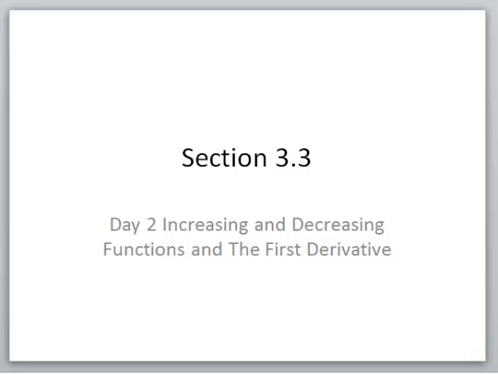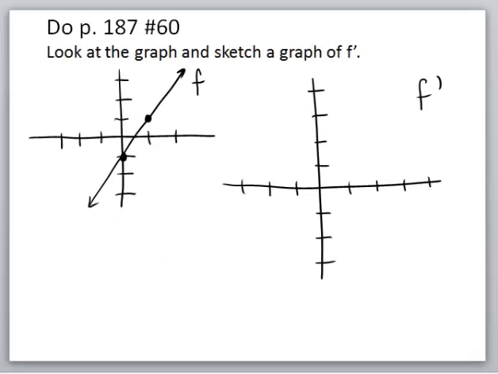Alright, today we're going to continue doing increasing and decreasing functions, but we're going to do some different problems. We're going to actually be graphing or sketching the graph of f prime by looking at the graph that's given. So what we're going to do is we know that f prime is the slope of the tangent lines of the curve here.